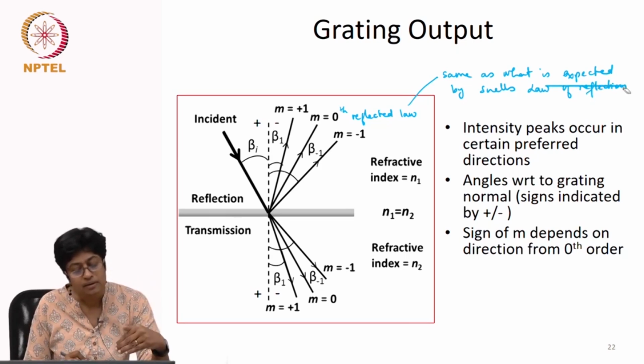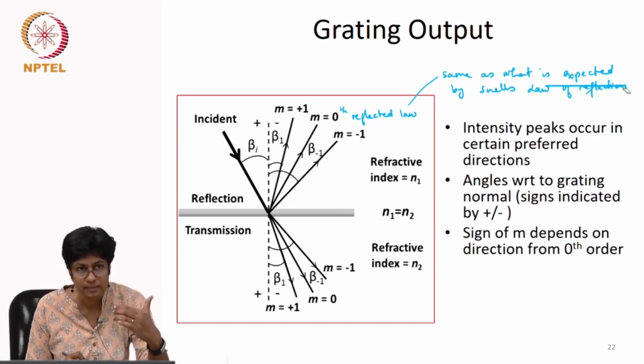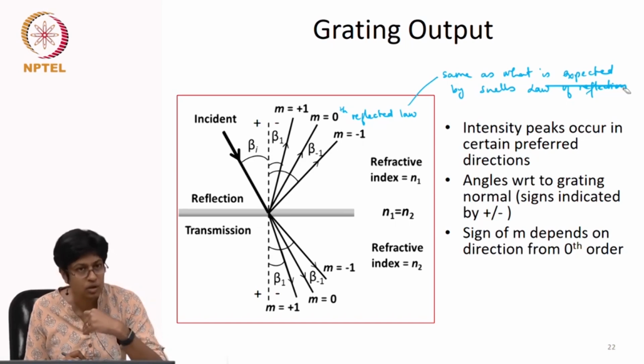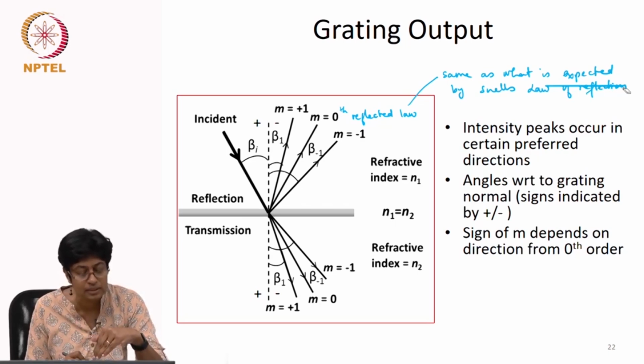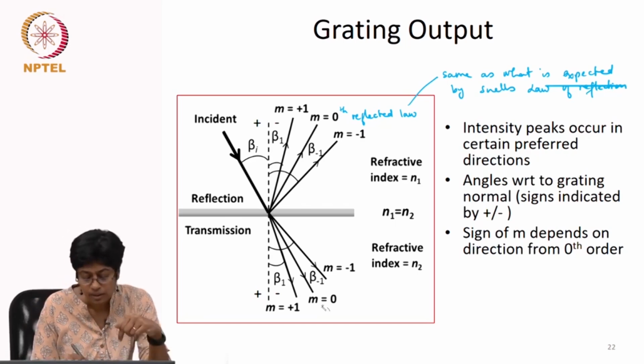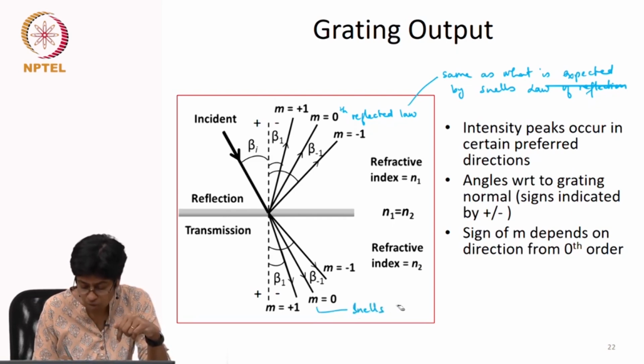If I look at the refracted light, either I consider my grating to be very thin, so light travels just along a straight path, or I take into account the refraction caused by this grating, and I look at the beam that follows Snell's law of refraction. That is the 0th transmitted order.